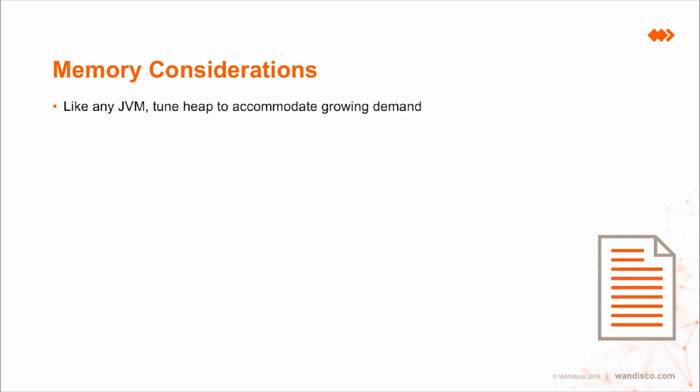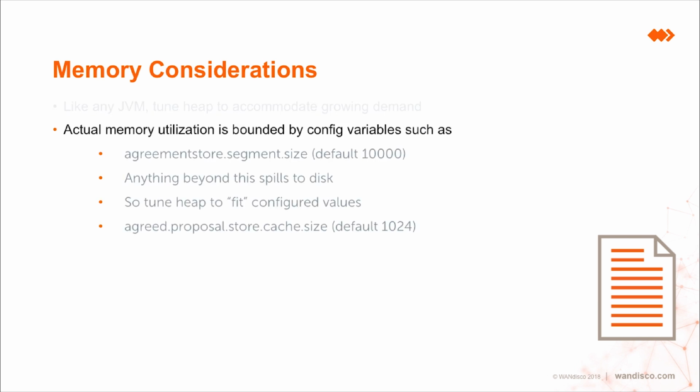Memory considerations. Like any Java virtual machine, you need to tune heap to accommodate growing demands. And this is with HDFS and with object stores. Actual memory utilization is bounded by configuration variables such as the agreement store segment size, the default 10,000. Anything beyond this starts spilling over to disk. So it's important to tune the heap to fit the configured values.